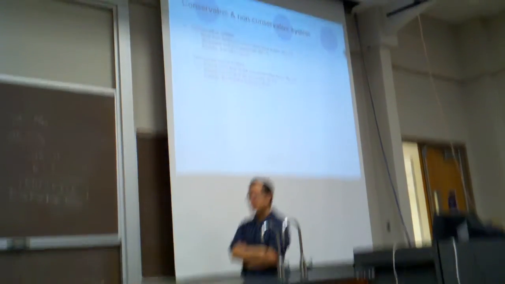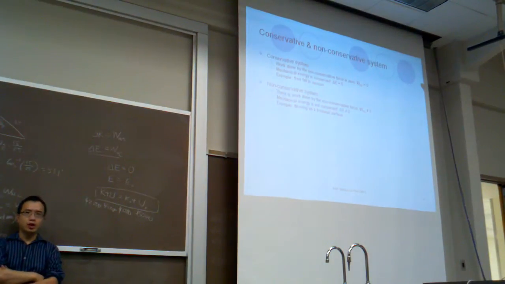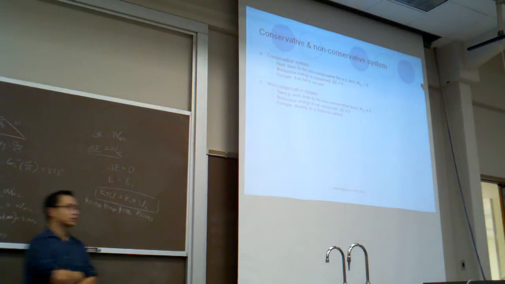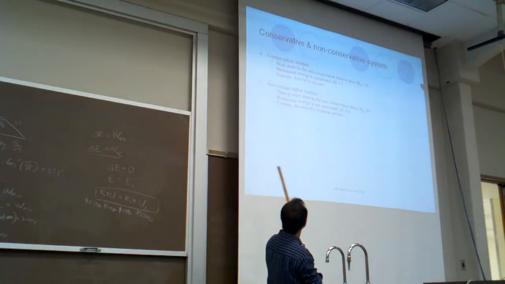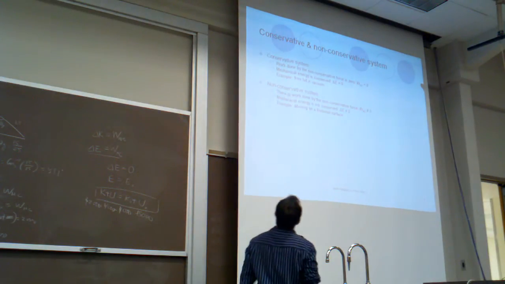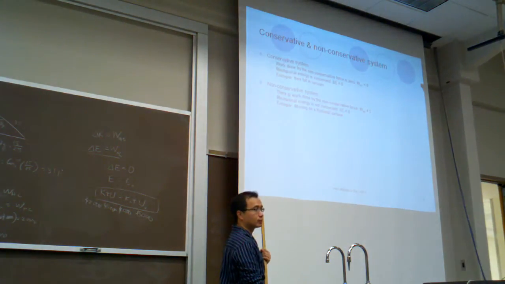So here we have the conservative system and the non-conservative system. Of course, they're related to the conservative force and non-conservative force, but the relationship is quite subtle here, so you need to be careful. If you look at the definition, if you have a conservative system, then the work done by the non-conservative force will be zero. W_NC equals zero. This is the fundamental definition of the conservative system.